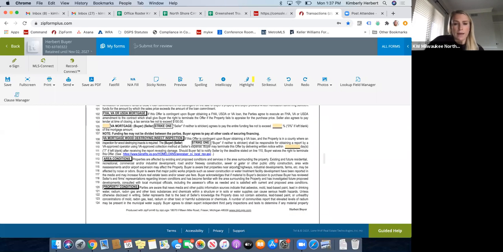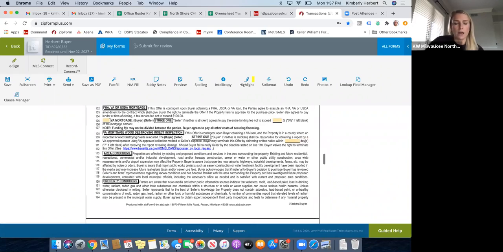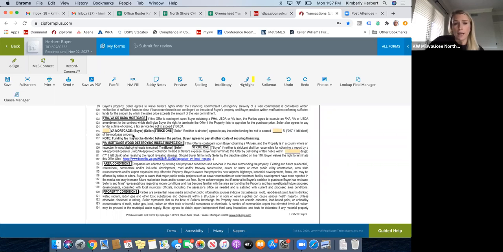Okay, the next piece of Addendum A, kind of middle of page 2 here, talks about the VA, FHA, or USDA mortgage. So if you're working with a buyer who's getting one of these, this would apply. It does say if this offer is contingent upon buyer obtaining an FHA, USDA, or VA loan, the parties agree to execute an FHA, VA, or USDA amendment to the contract, which shall give buyer the right to terminate the offer if the property fails to appraise for the purchase price. So you'll receive this amendment from the lender.